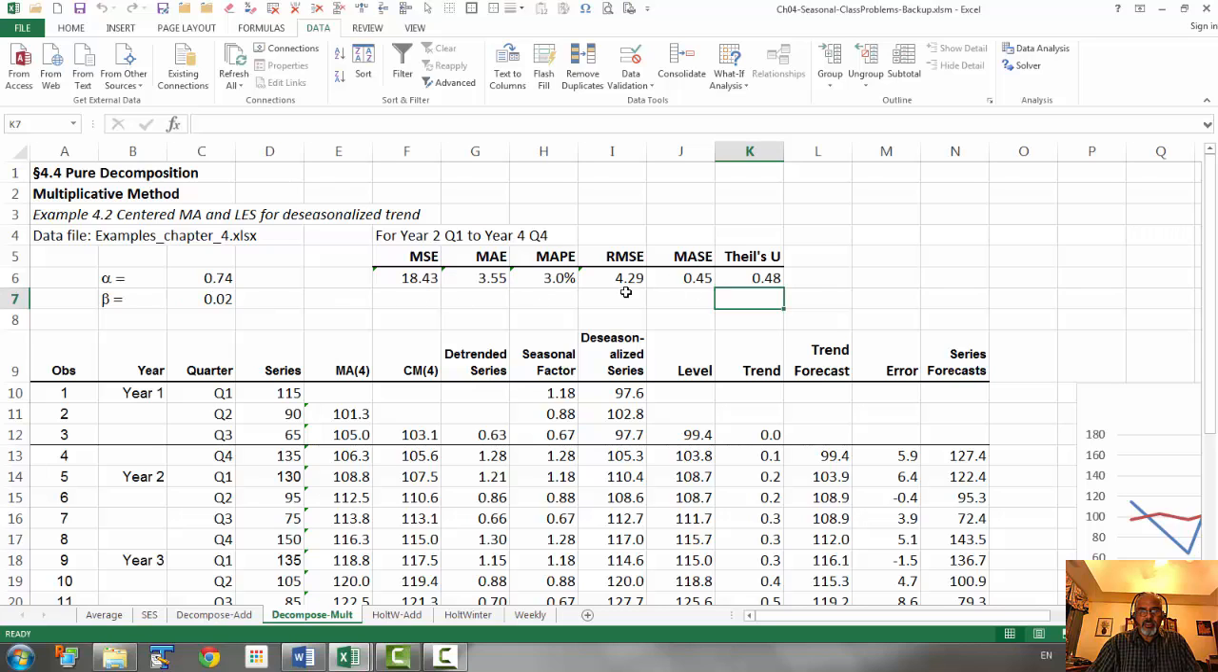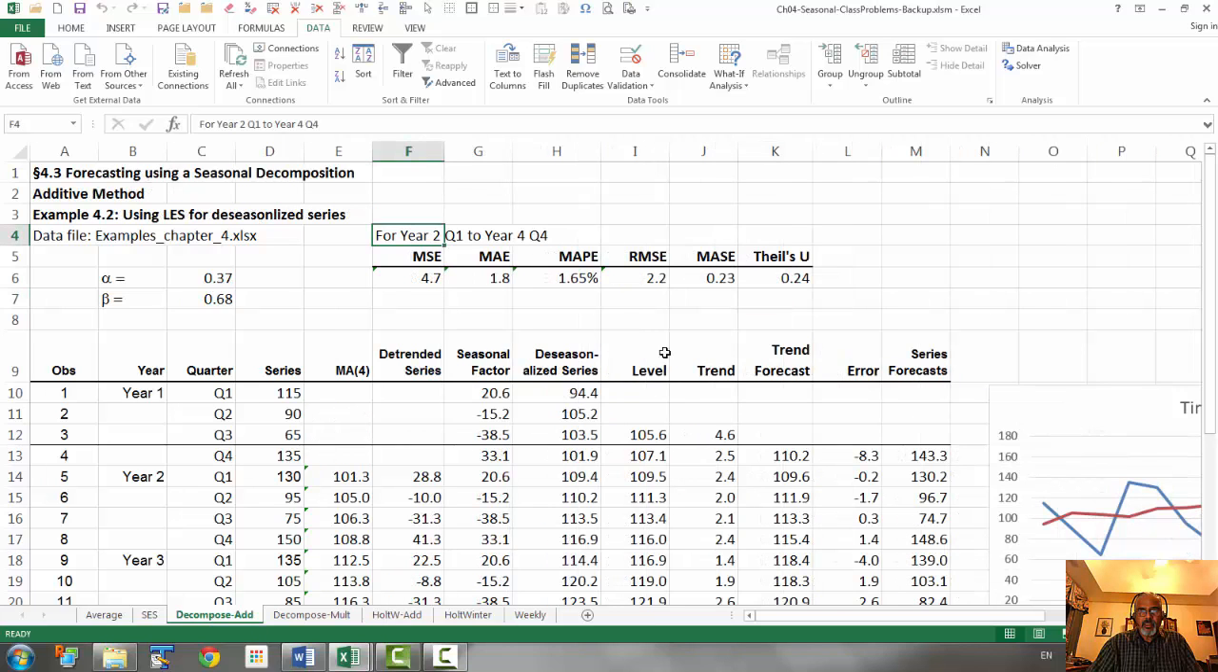And as you can see again, this is very good. Let's compare this with the additive model. Okay, and you see the additive model is definitely better than the multiplicative model.